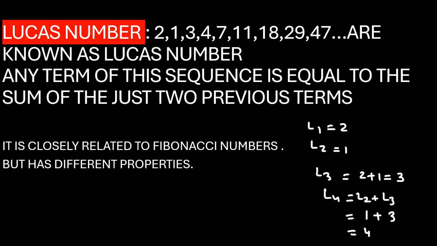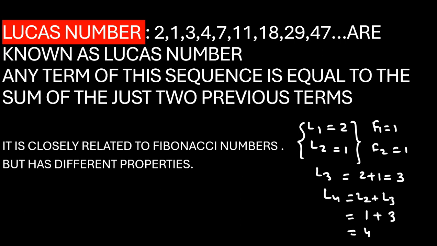What we observe is that the only difference from the Fibonacci numbers is that here F1 is 1 and F2 is also 1, but in Lucas numbers they are different, 1 and 2. The other definition is the same. Any term is equal to the sum of the just preceding two terms. It is very closely related to the Fibonacci numbers, but they have different properties. We don't discuss more about the Lucas numbers, only the introduction is enough here.